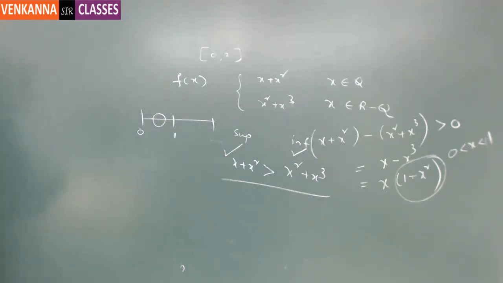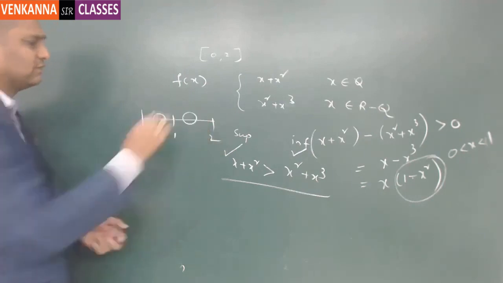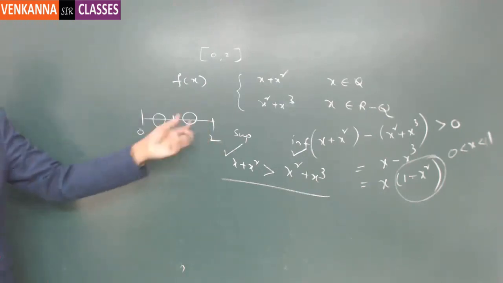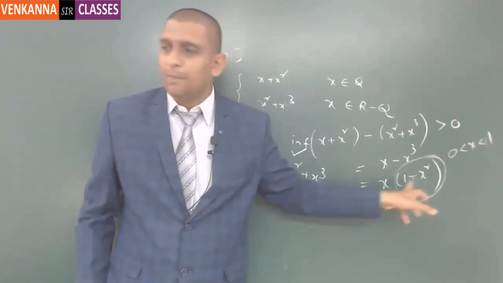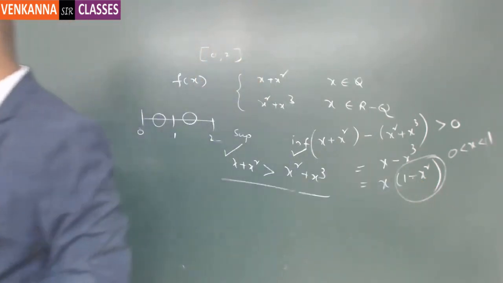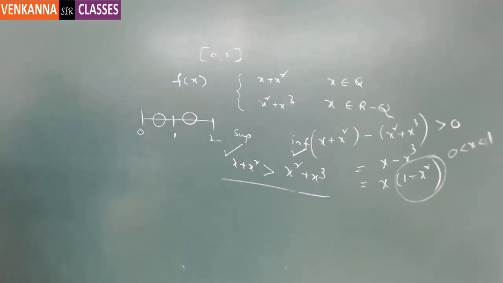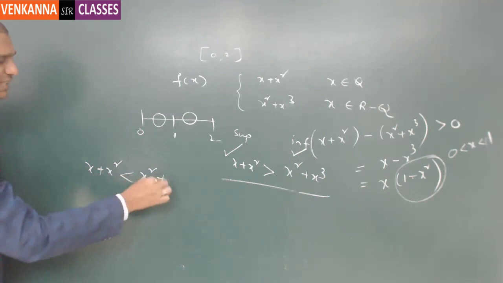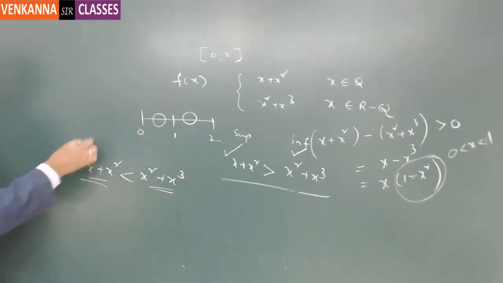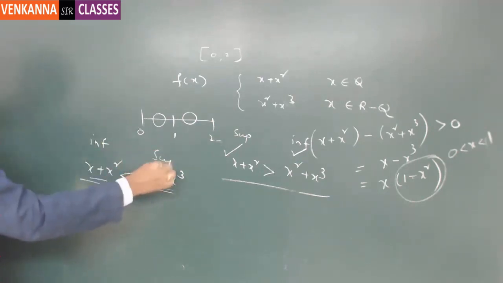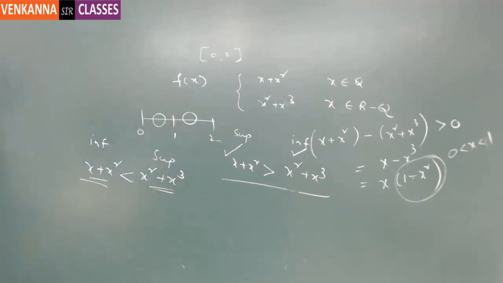Right. Now whenever you take x which is bigger than 1 and smaller than 2, in this portion the 1 minus x square part will be negative. Accepted? If you take 1.5, 1 minus x square will obviously be negative. So what happens? x plus x square is less than x square plus x cube. So this is the big one and this is the small one. So this gives the infimum and this gives the supremum over this interval.